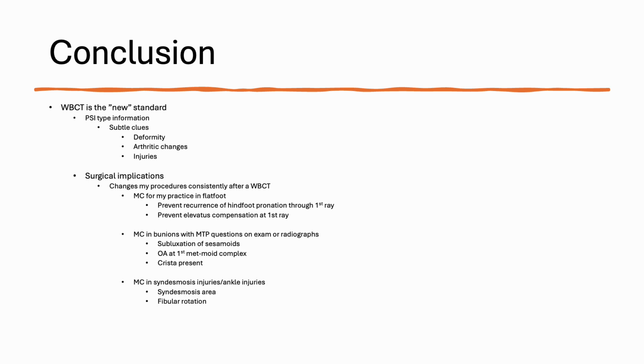And then the second and third things are bunions. We really talked about my paper, and I'm just highlighting it because of the subluxation of the sesamoids. We found that it's an independent factor of pronation, and that it's present about 80% of the time based on those two papers that I presented. From our standpoint, there are arthritic changes there roughly 50% of the time. And then the crista, is it absent or not absent? About 50% of the time as well.